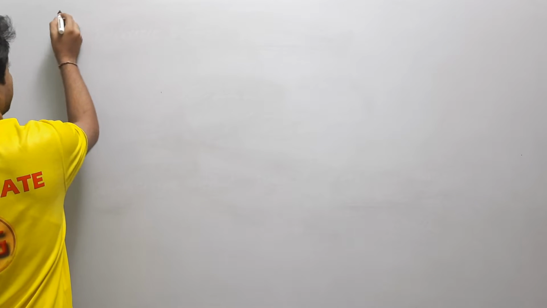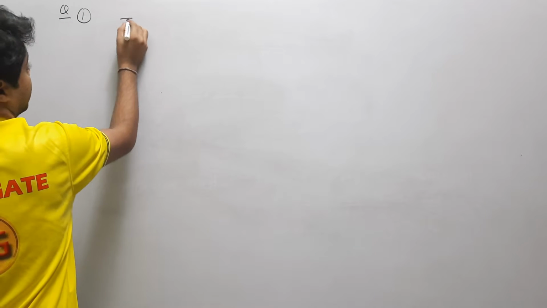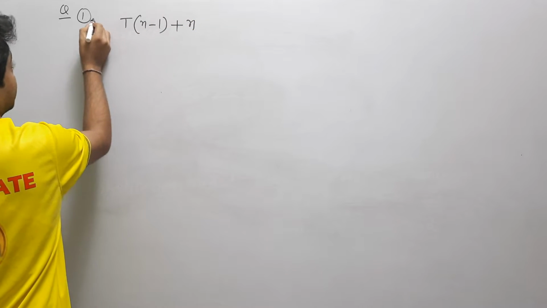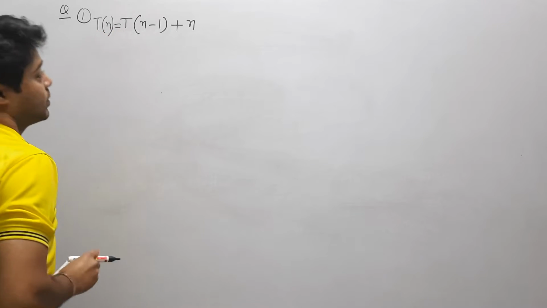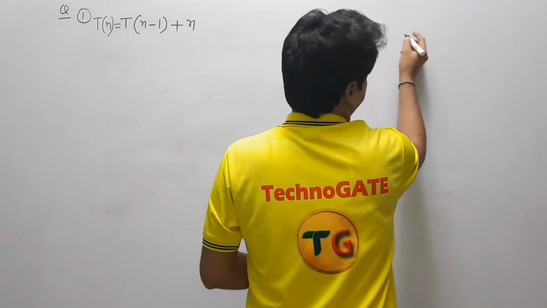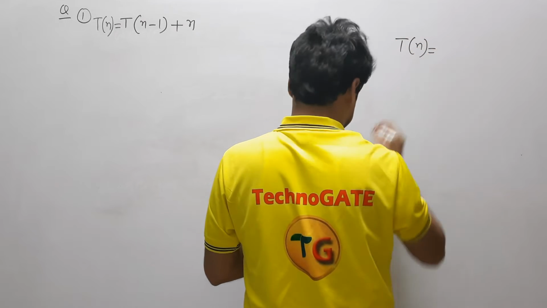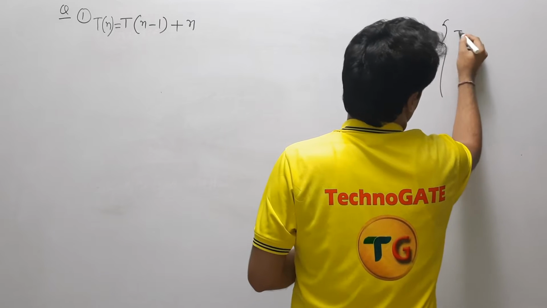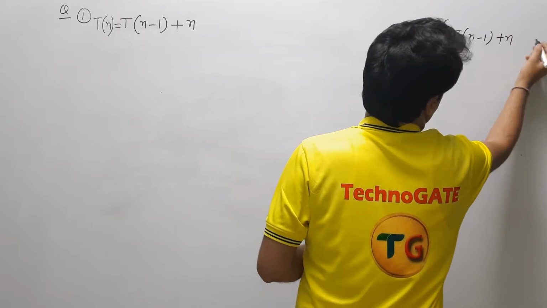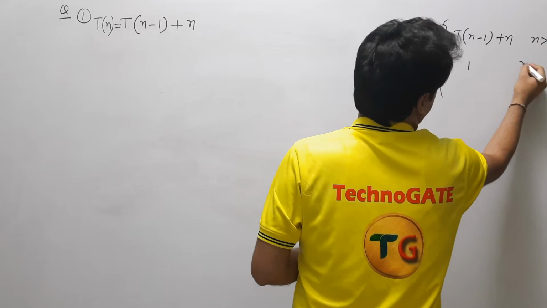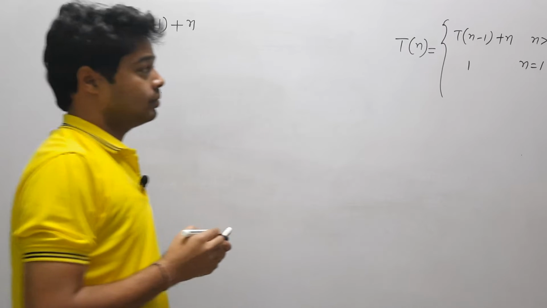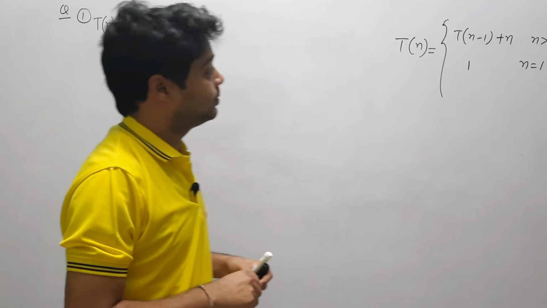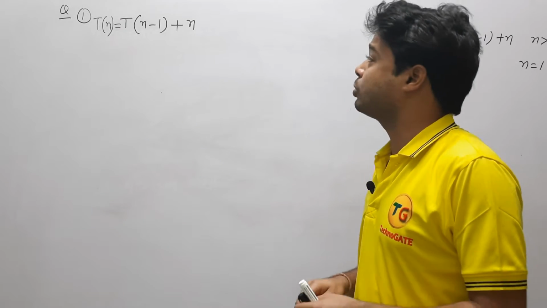So the first problem is t of n equals t of n minus 1 plus n. T of n is defined as t of n minus 1 plus n when n is greater than 1, and 1 when n is equal to 1. Let's check how to solve this problem.